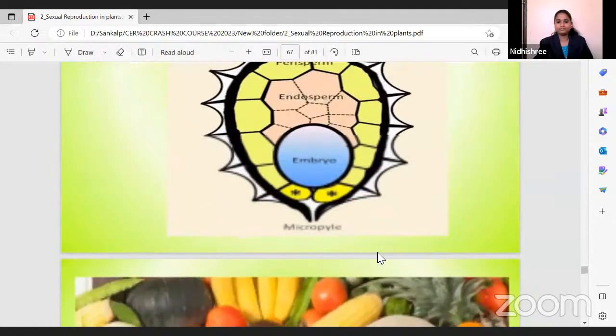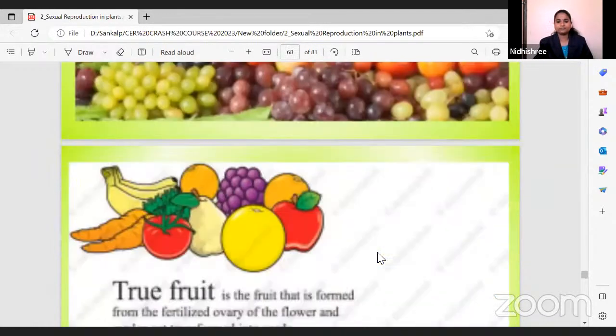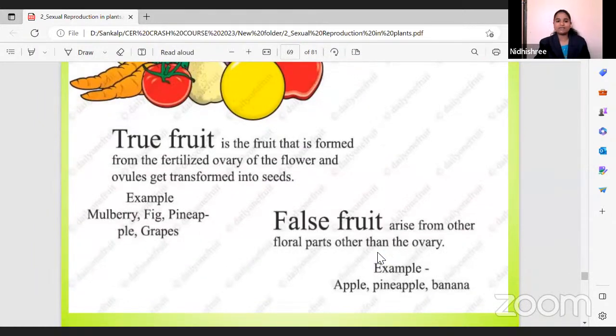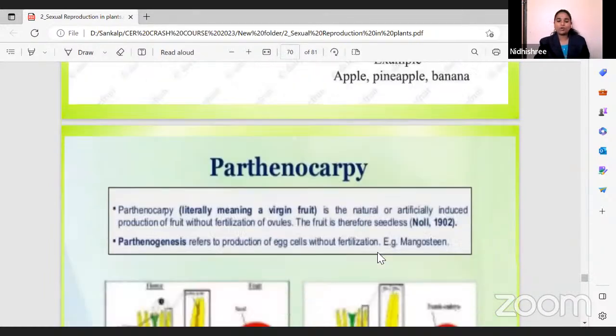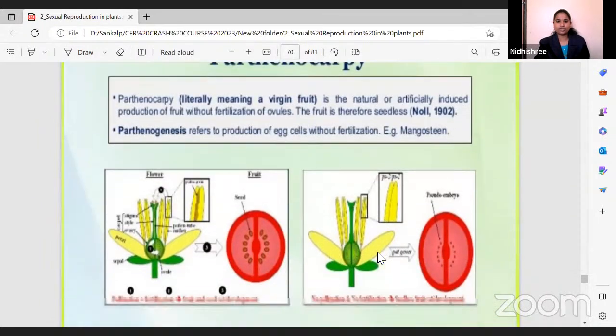Next, fruit. There are true fruits and false fruits. A true fruit is formed from the fertilized ovary. A false fruit arises from floral parts other than the ovary, such as apple, where the thalamus forms the fruit, and pineapple, banana. Parthenocarpy, a very important question, literally means virgin fruit. The common name is virgin fruit. These are the seedless fruits. It refers to production of fruit without fertilization.